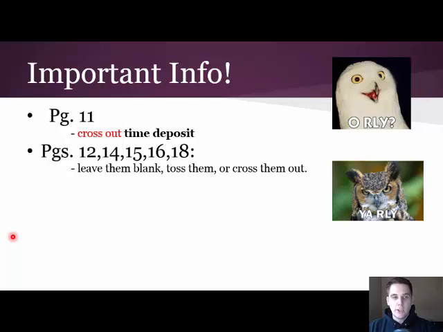All right, so first cross out time deposit. And just a heads up, there's going to be a number of pages we're going to be skipping in this packet: 12, 14, 15, 16, and 18. There are a few others, but just letting you know right ahead, we're skipping a bunch in the earlier part of the packet. So cross out time deposit and let's get going.